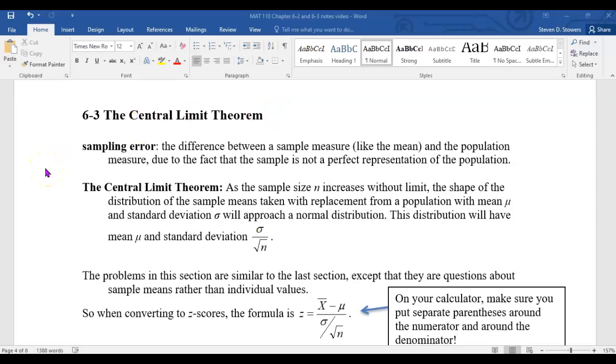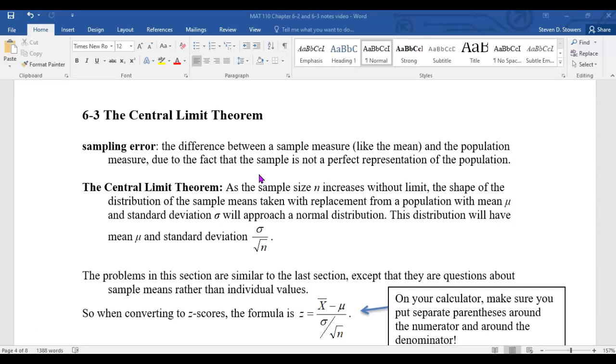Okay, section 6.3 is named after something called the central limit theorem, which has to do with, well, it has to do with sample means and how they relate to population means. Now remember the difference between a sample and a population. The population is the whole big group of everything that you care about. And then a sample is a smaller group chosen from among that population.